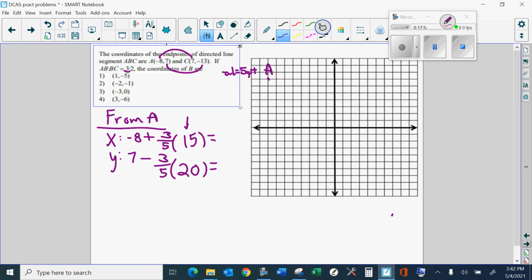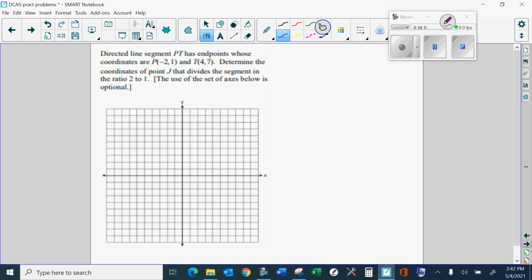And there's my answer. 15 divided by 5 is 3 times 3 is 9. 9 minus 8 is 1. 20 divided by 5 is 4 times 3 is 12. 7 minus 12 is -5. So 1 comma -5 is my answer, which is 1. All right, next.